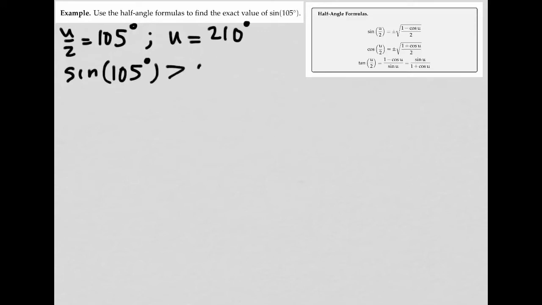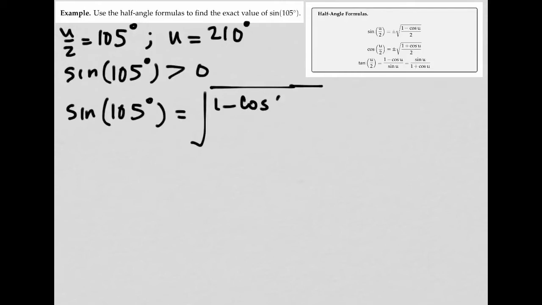Next, let's use the half angle formulas to find the exact value of sine 105 degrees. So, in this case, we have u over 2 is 105 degrees, and u would be 2 times 105 degrees, which is 210 degrees. Also notice that sine of 105 degrees is a positive number because 105 degrees is in the second quadrant. So when I look at the half angle formula for sine, I'm going to take the positive square root. So applying the half angle formula for sine, we see that sine 105 degrees is the square root of 1 minus cosine 210 degrees, divided by 2.